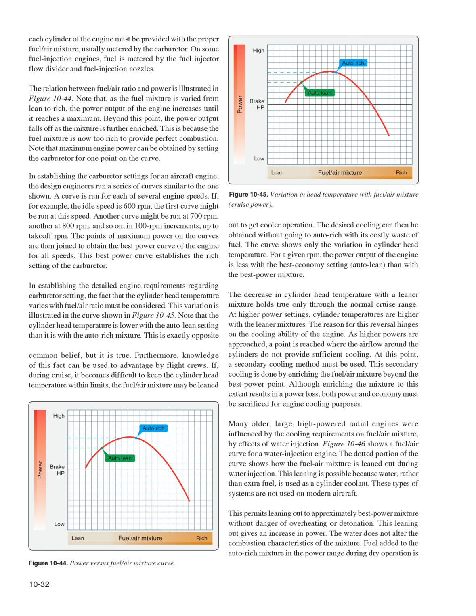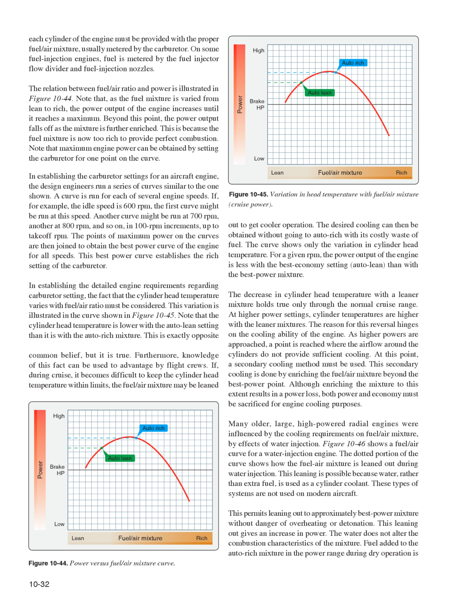In establishing the detailed engine requirements regarding carburetor setting, the fact that the cylinder head temperature varies with fuel/air ratio must be considered. This variation is illustrated in the curve shown in Figure 1045. Note that the cylinder head temperature is lower with the auto lean setting than it is with the auto rich mixture. This is exactly opposite common belief, but it is true. Furthermore, knowledge of this fact can be used to advantage by flight crews. If, during cruise, it becomes difficult to keep the cylinder head temperature within limits, the fuel/air mixture may be leaned out to get cooler operation. The desired cooling can then be obtained without going to auto rich with its costly waste of fuel.